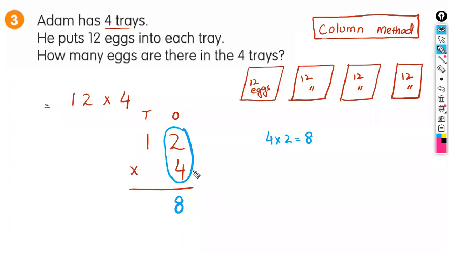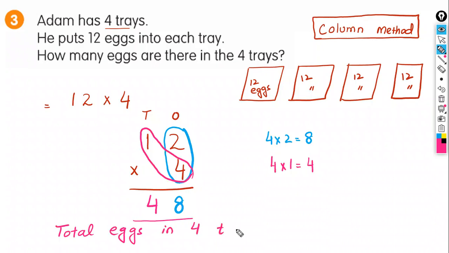Then I will multiply the same 4 with the 1 in the tens column. So 4 times 1 is equal to 4. So I will just write 4 in the tens place. So my answer will be 48. So total eggs in 4 trays will be equal to 48. So this is called the column method of multiplication.